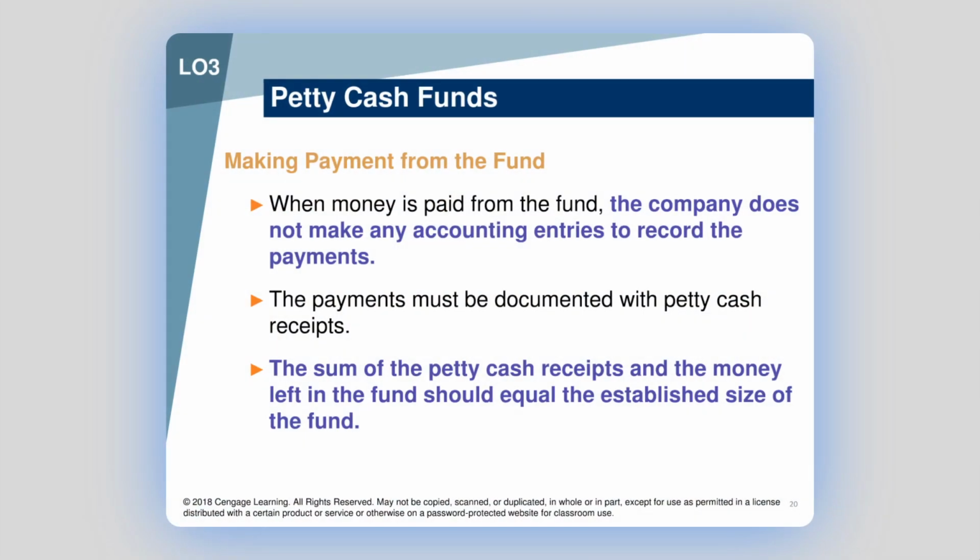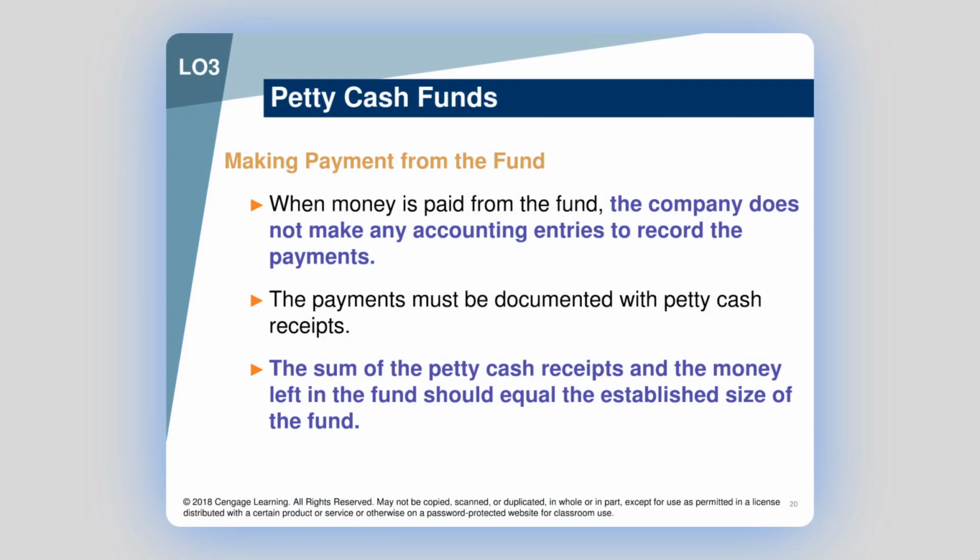Next one, making payments from the fund. When the money is paid from the fund, the company does not make any accounting entries. You just go to the custodian to exchange your receipt for cash. The payment must be supported by petty cash receipts, and the sum of the petty cash receipts and the money left in the fund should equal the imprest size of the fund.